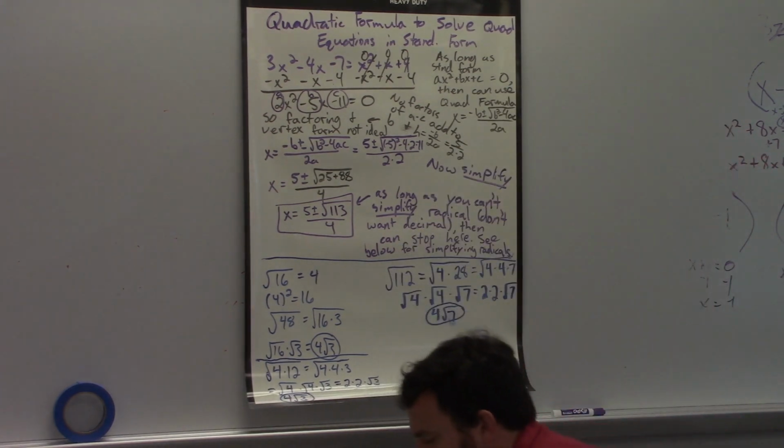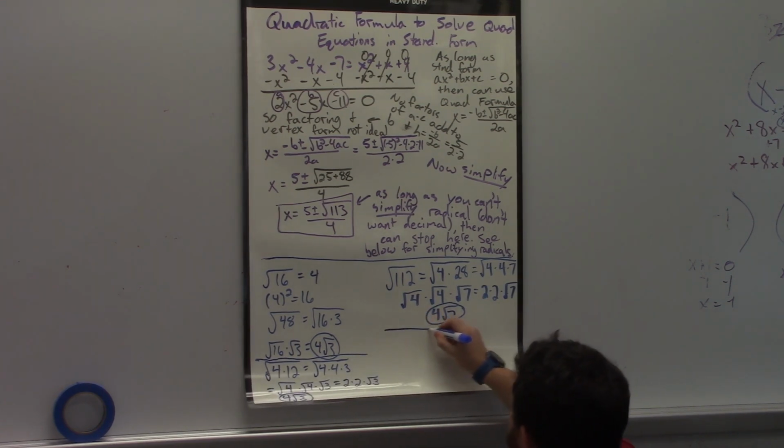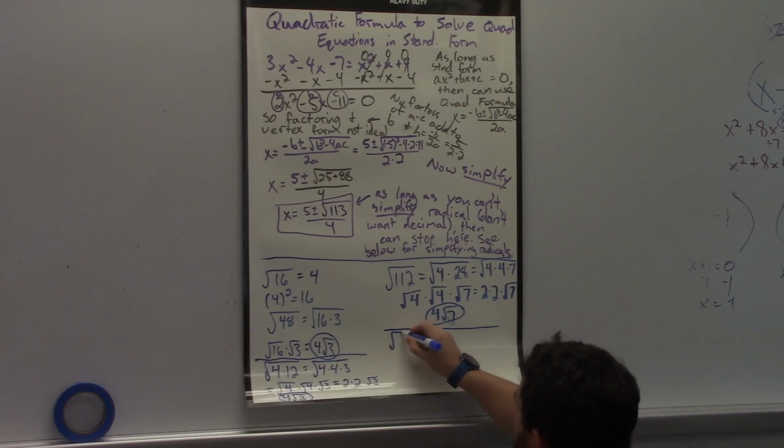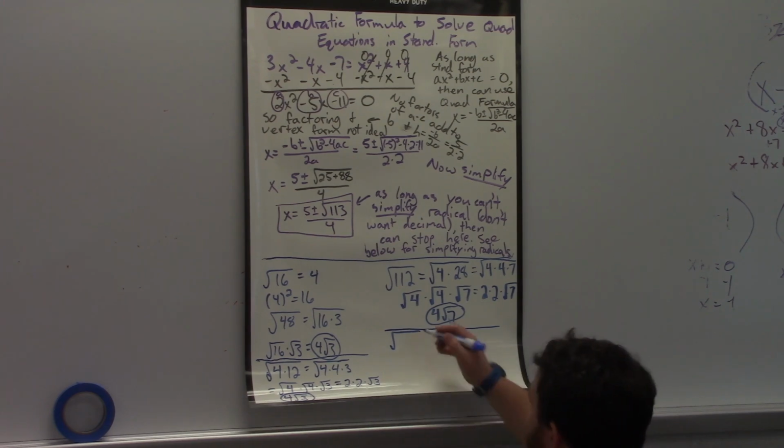Alright, so let me think of another one. Yeah, that'll be good. Alright, so 150. Yep. Square root of 150.